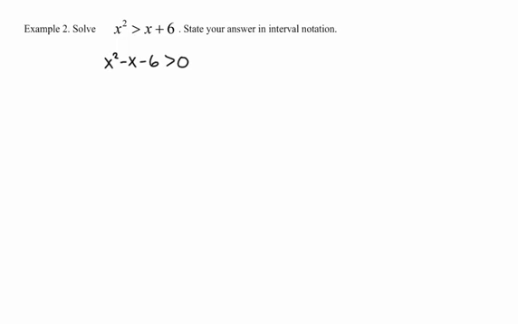So now we factor. One side of the inequality should be 0. And now we're going to actually factor. Okay, so sum product. We want a sum of negative 1 and a product of negative 6. So that would be negative 3 and positive 2. You can go straight to factored form when it's a simple trinomial, or if you want to break up the middle term and use grouping, you can. But we can just go straight to factored form. So x minus 3 times x plus 2 is greater than 0.